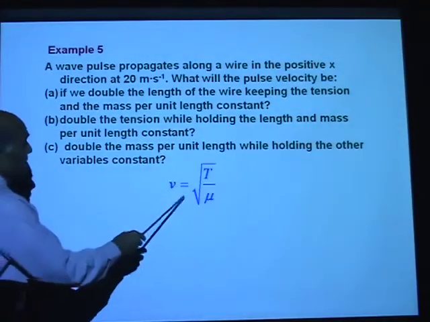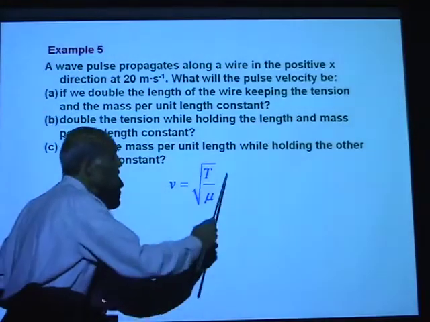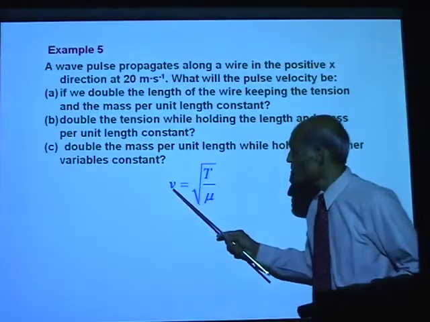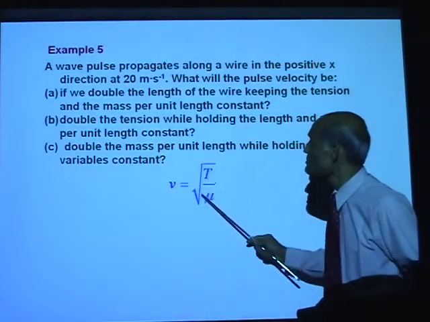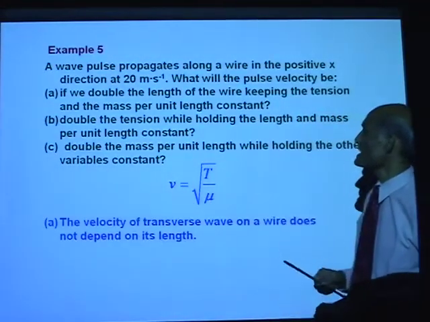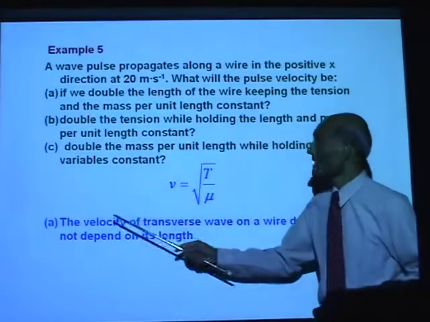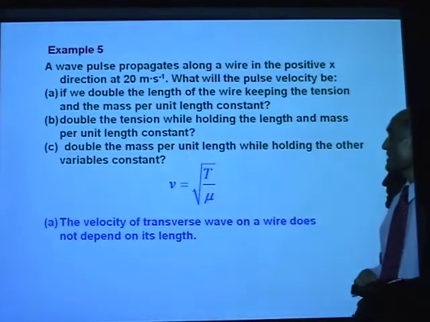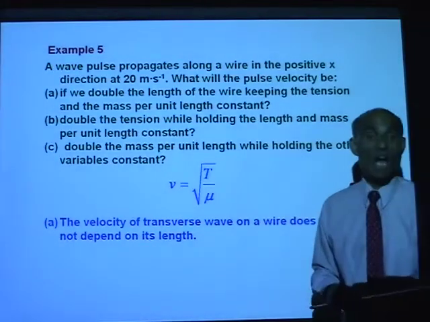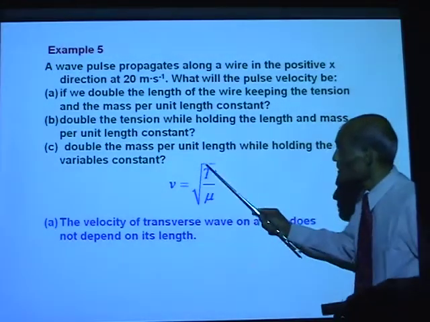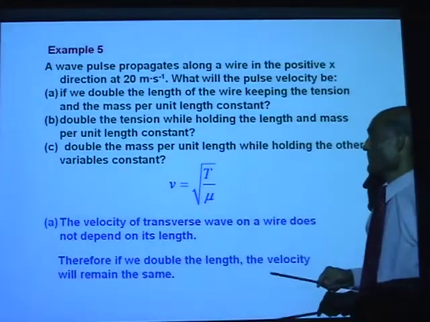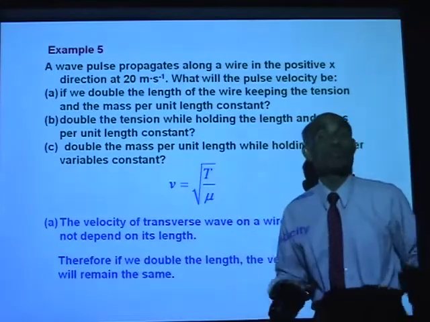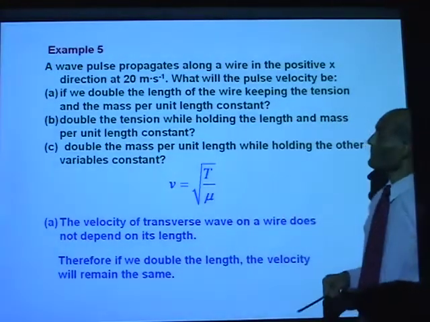each one of these. Now, we know this is the equation that's going to be central to this problem. Is that right? The speed of a transverse wave on a string is square root of T over mu. In part A, we talked about it. The velocity of a transverse wave on a wire does not depend on its length. There is no length factor there.